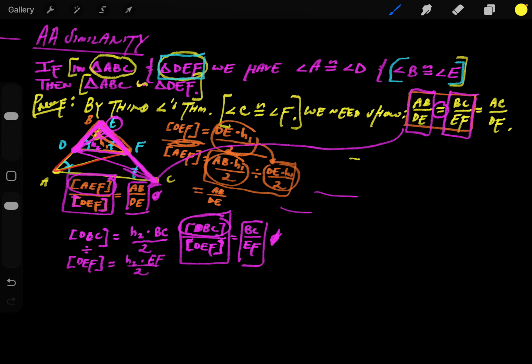So now let's look. I have AEF. Let's look at triangle AEF and its area. AEF is this triangle right here. We should see that it's the area of this triangle plus this triangle. So it's the area of DEF plus the area of ADF.